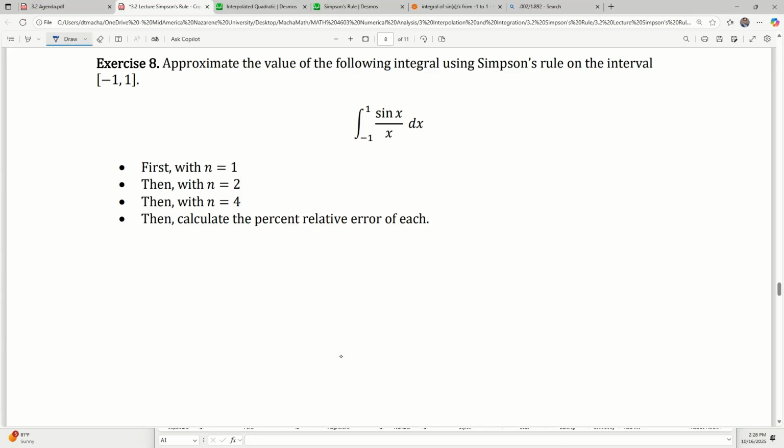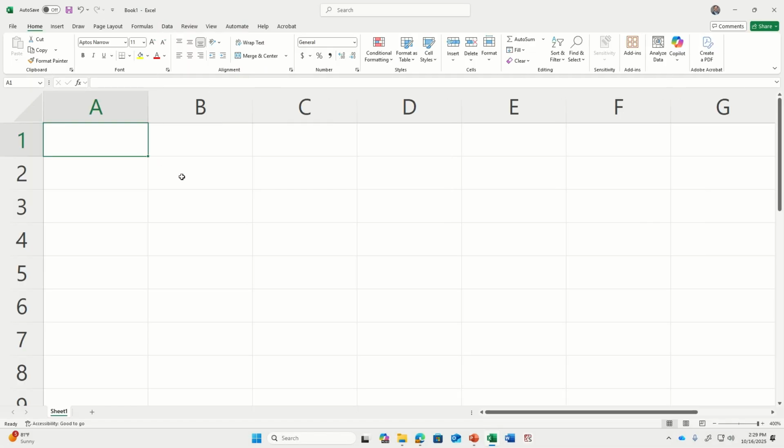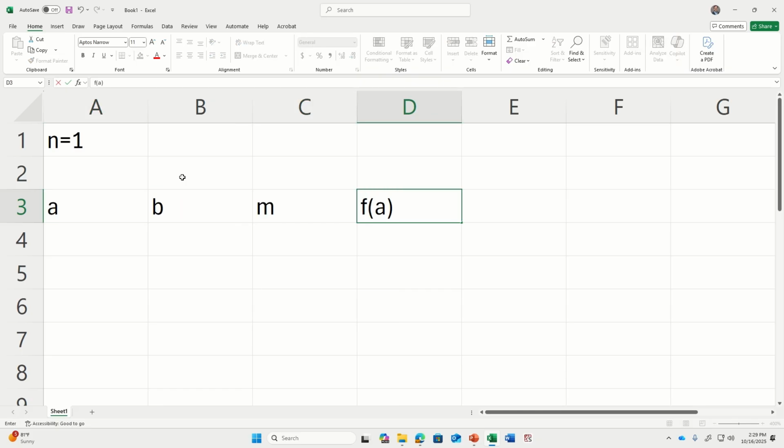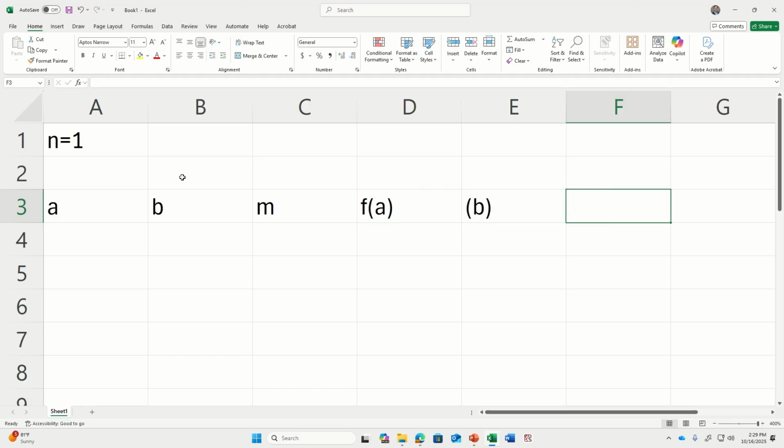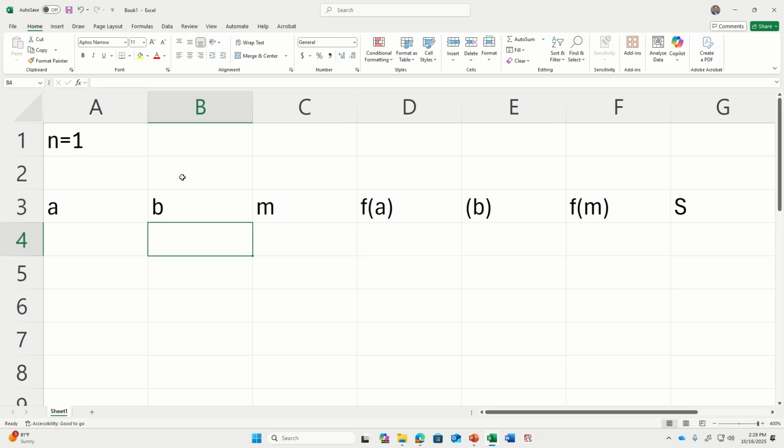And I should say that this is going to be using composite Simpson's rule, right? Composite means more than 1 subinterval, but that's the idea. Okay, let's see if I can remember that. So n is equal to 1. We're going to have a column for A, a column for B, a column for M, a column for f of A, f of B, f of M, and we'll have a column for my approximation. Call it S for Simpsons.